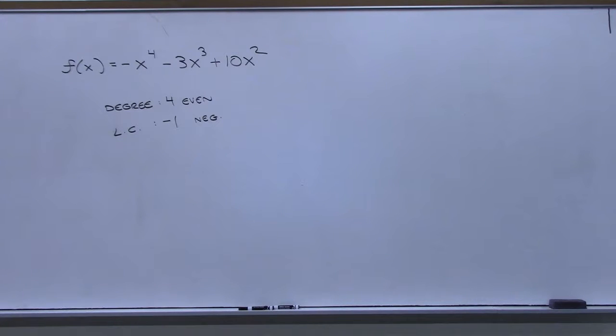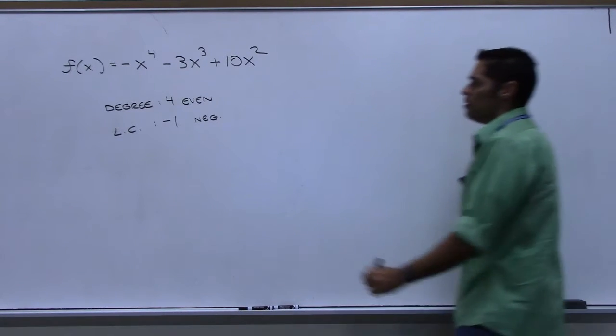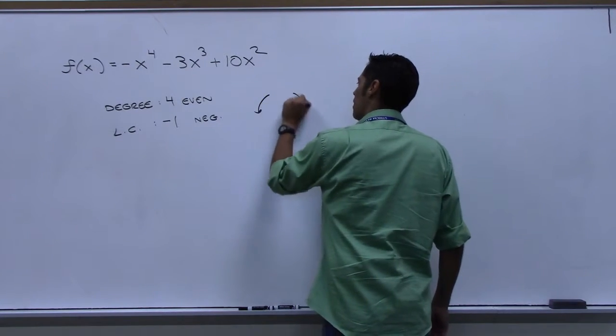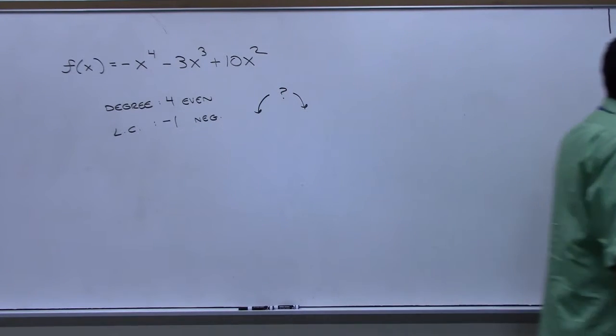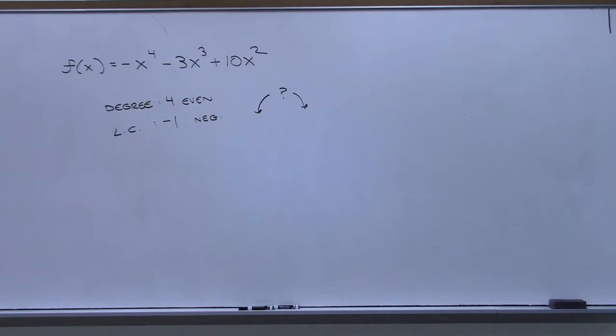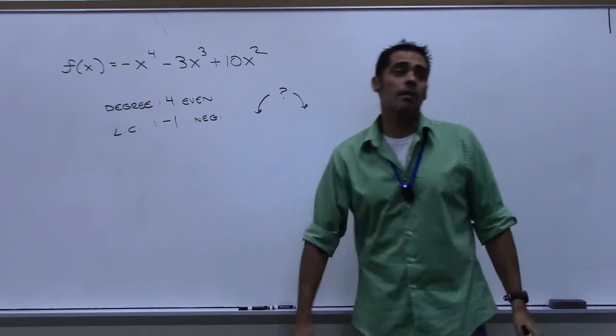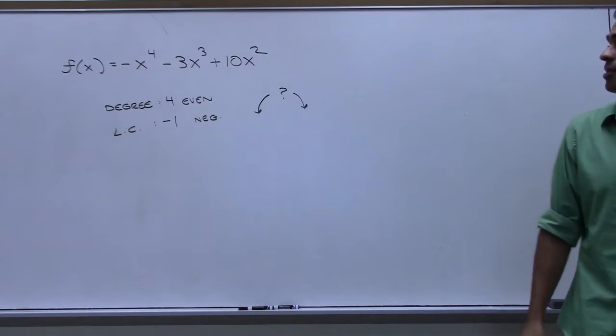So it's this one right here. So we know that this is going to go down on the left, down on the right, question mark in the middle, right? I forgot my question marks. All right. Now, factor. Find the x-intercepts.